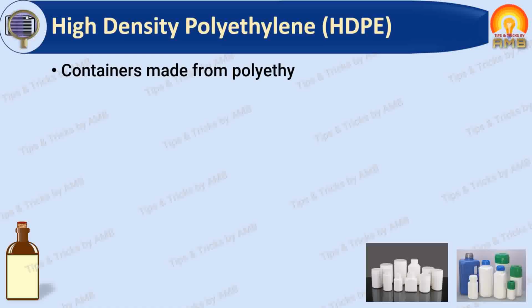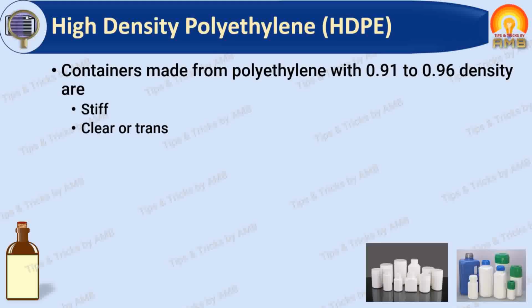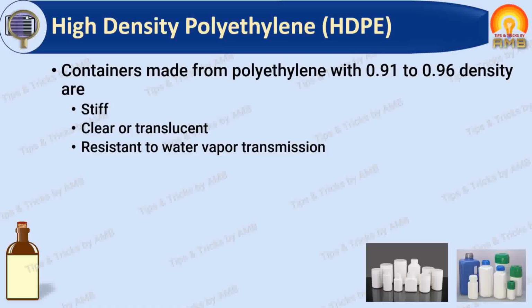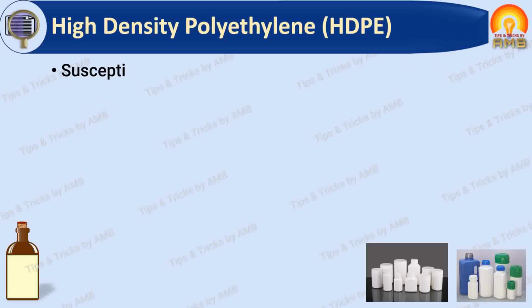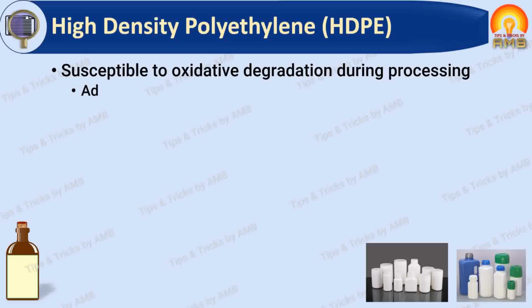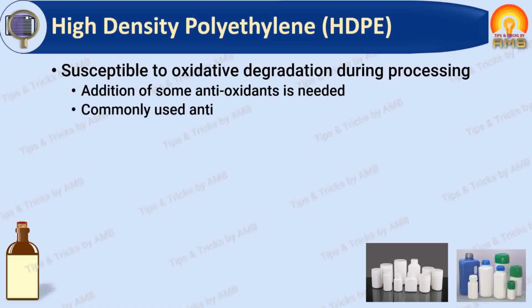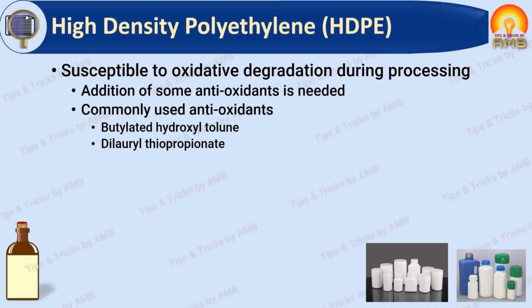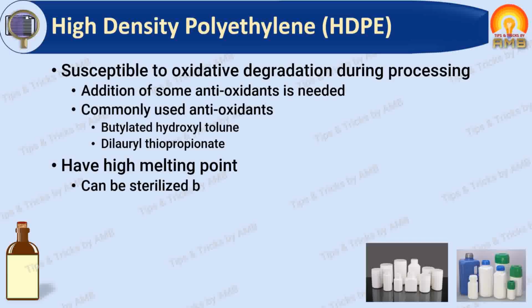The containers made from polyethylene, which ranges from 0.91 to 0.96 density, are stiff, clear, or translucent and resistant to water vapor transmission and stress cracking. As it is susceptible to oxidative degeneration during processing, the addition of some antioxidant is needed. Commonly used antioxidants are butylated hydroxytoluene, dilauryl thiopropionate, etc. As it has a high melting point, containers made from it can be sterilized by heat.